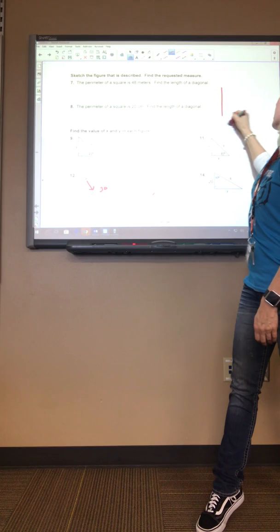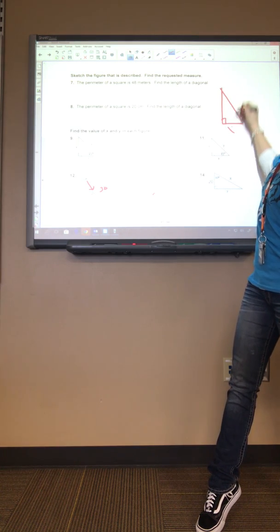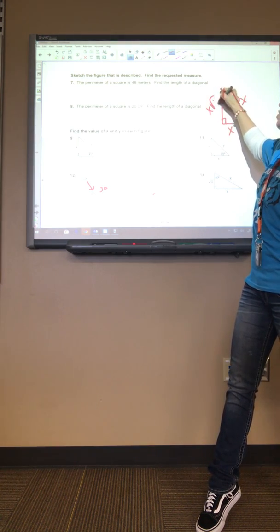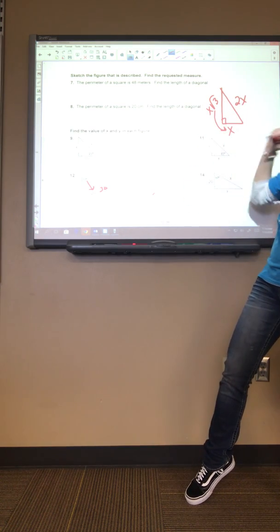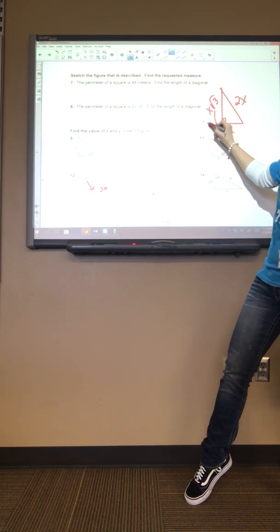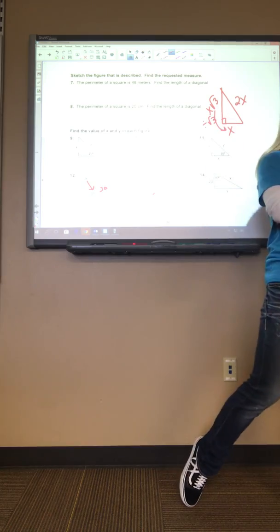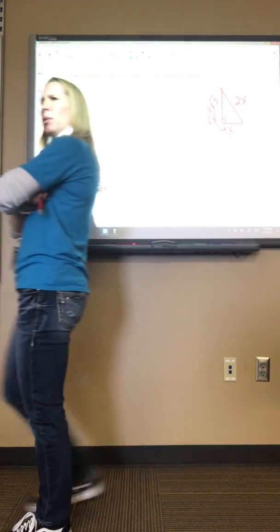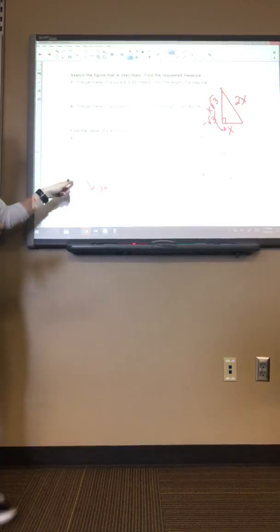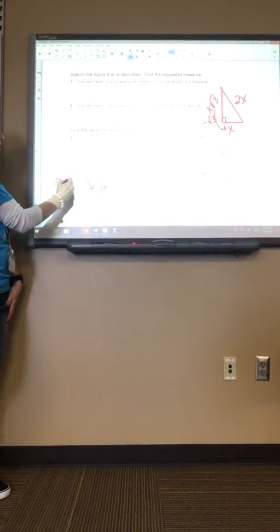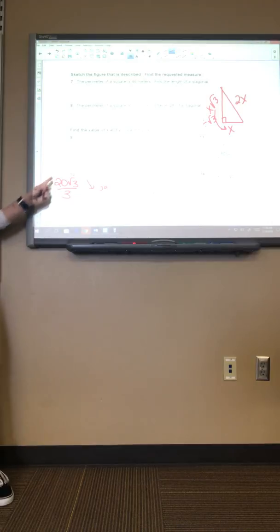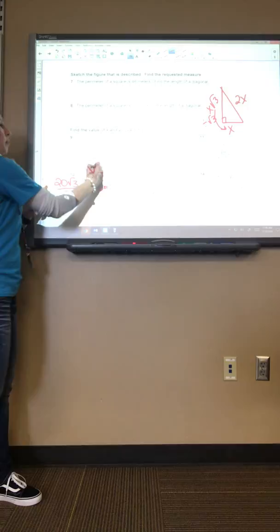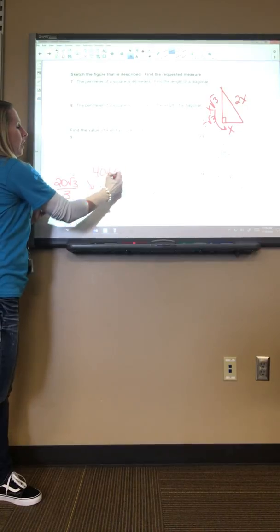Okay, so if I think about my 30, 60, 90 rules, x, 2x, x radical 3, how do I go backwards from the long leg? Divide by radical 3. Is 20 divisible by 3? So what's it going to look like? 20 radical 3 over 3. Now when we multiply by 2, what number do we multiply by 2? 40. So it would be 40 radical 3 over 3.